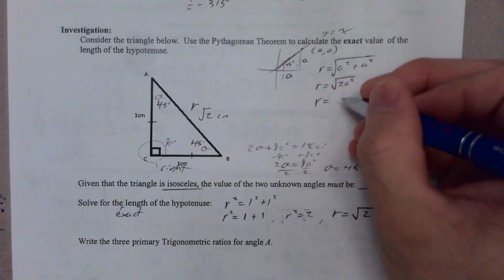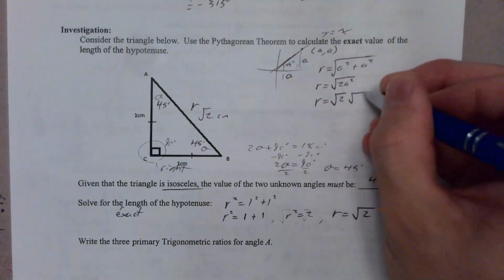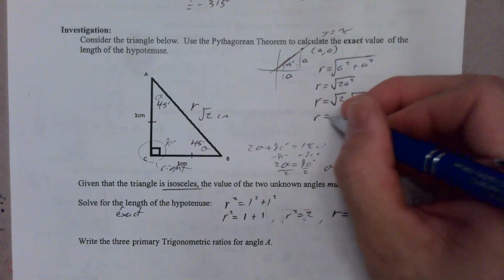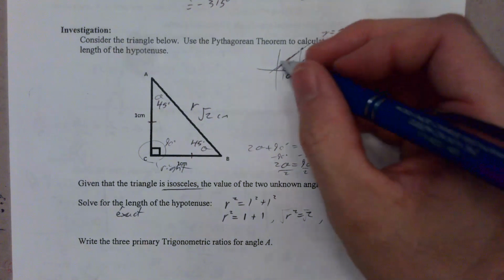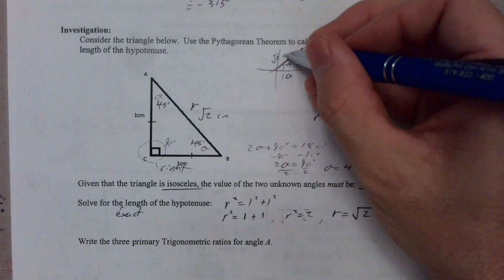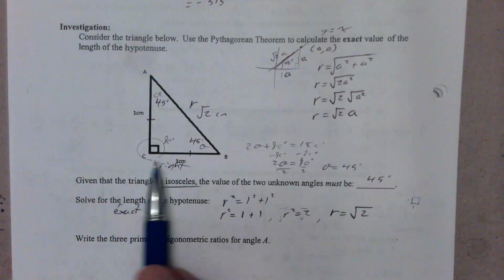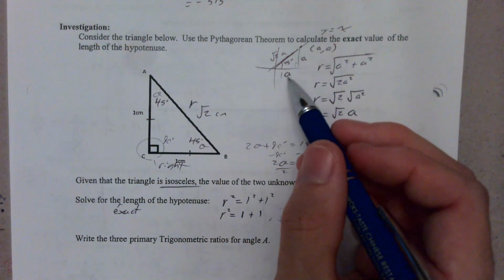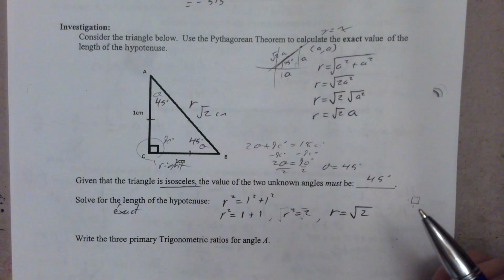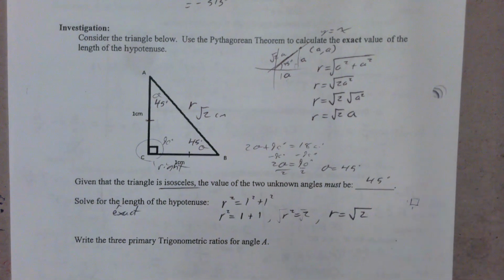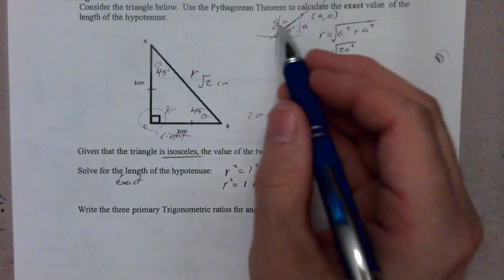Now think back to Unit 1 when we simplified radicals. I'm allowed to take the square root of 2 separate from the square root of a squared. And that means that my radius is going to be the square root of 2 times larger than this right here. And I like this construction better because it means that I don't need to memorize that this is 1 centimeter. It means that if this were 7 centimeters, that would be 7 centimeters, and that would be 7 times the square root of 2 centimeters. Okay? It's a special triangle, a right isosceles triangle, a, a, root 2 a, if you like.